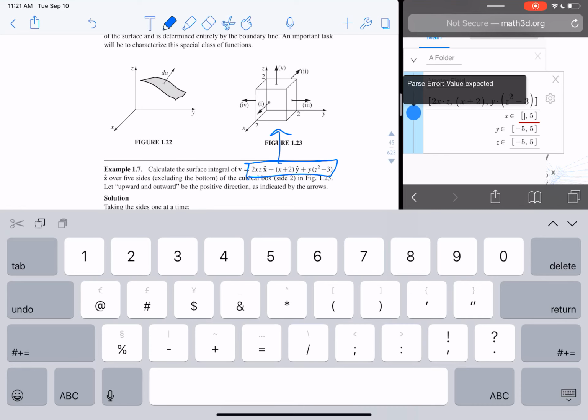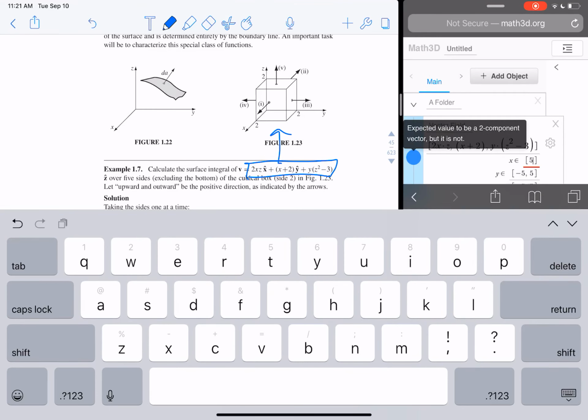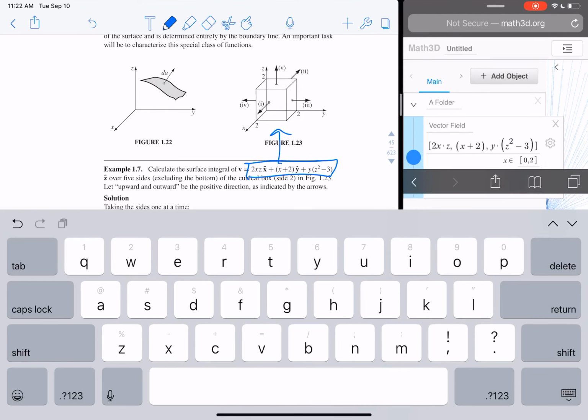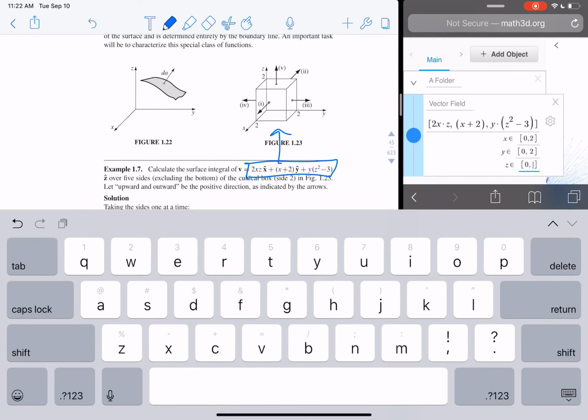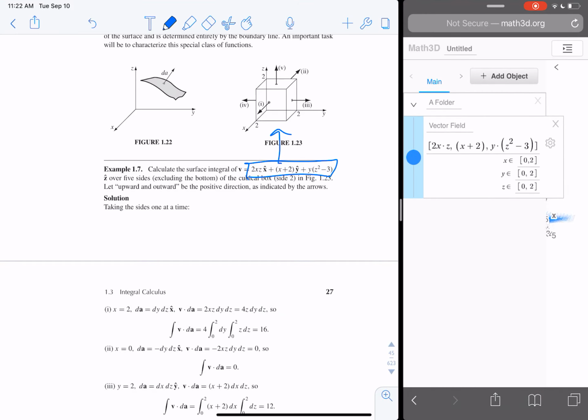Value expected 0. Oh, for God's sakes. Oh my gosh. 0, comma 2. Let's try this again. And 0, comma 2. And 0, comma 2. Done.